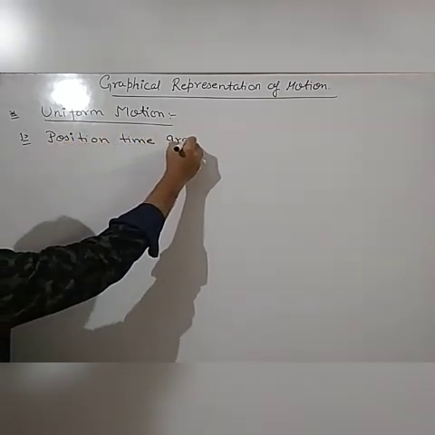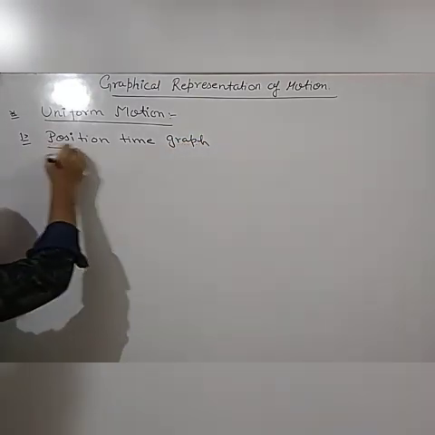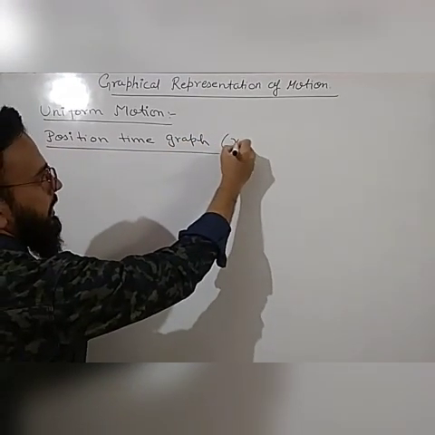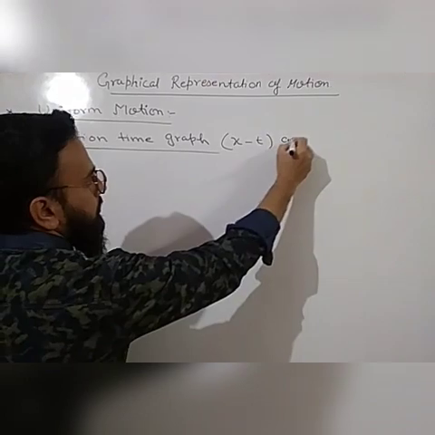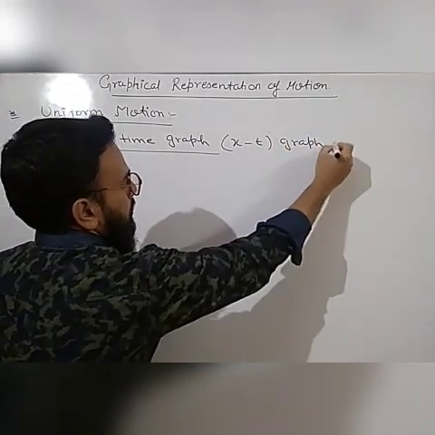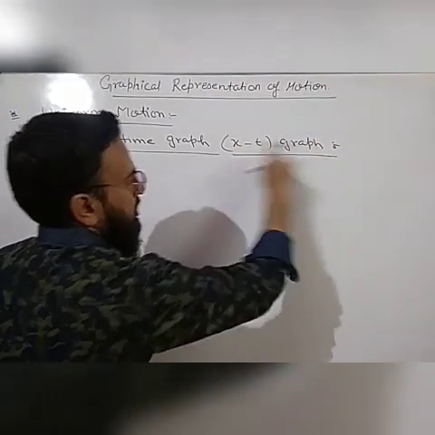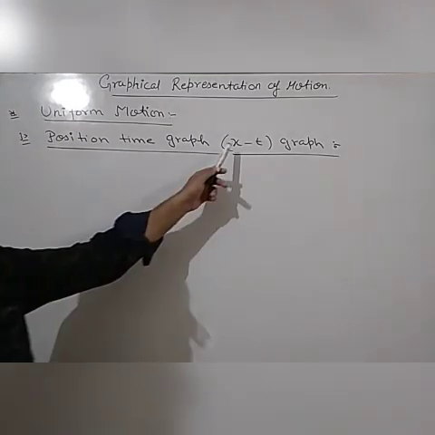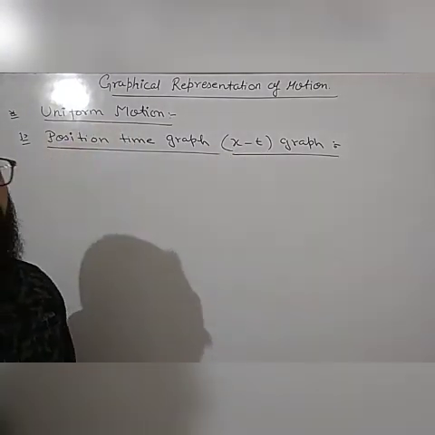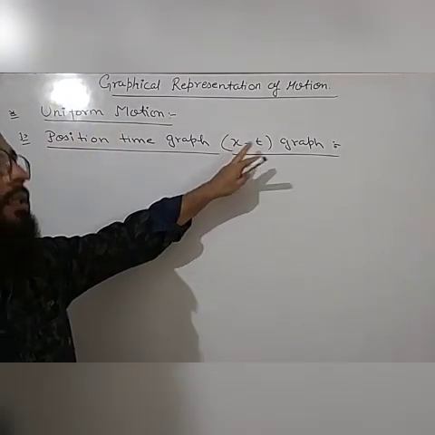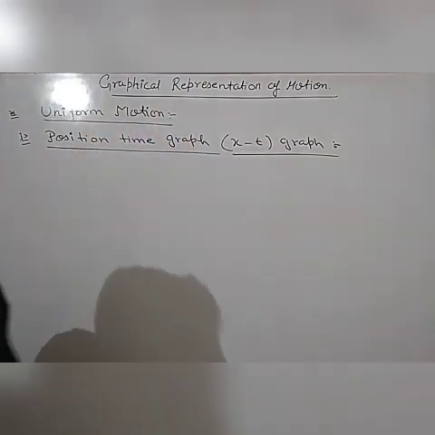Position time graph. It is also written as x-t graph or x versus t graph. Here x is position and t is time. We are representing the position with x and time with t.